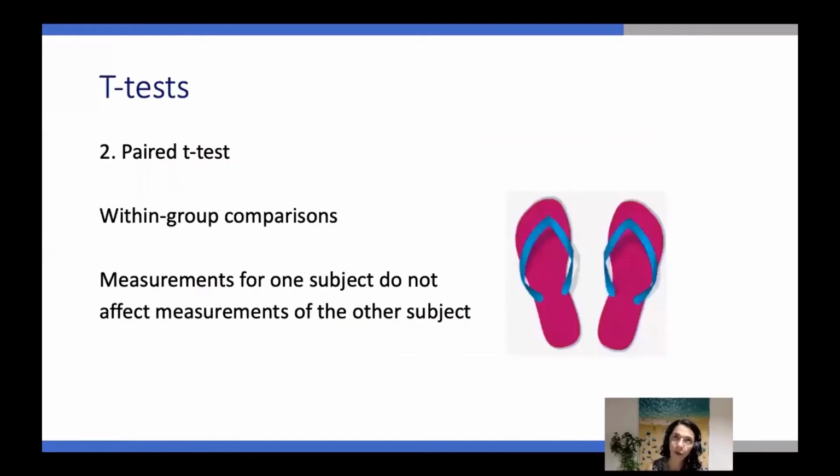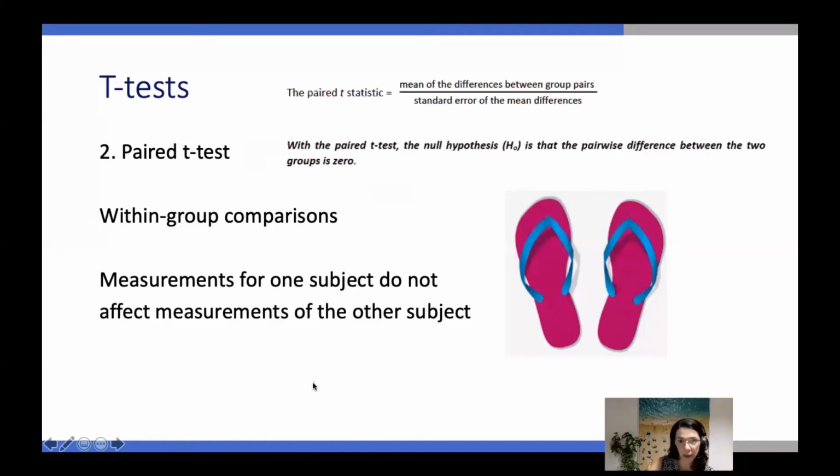Then let's say instead of comparing means from two groups, you want to check what happens in one group. So let's say you provide a treatment and you want to compare the scores at baseline with the scores at 1 month post-treatment in the same patients. So you're going to perform within-subject comparisons, within-group comparisons. And as long as the measurements for one subject do not affect the measurements of the other subject, you can say that the assumption of independence has been met.